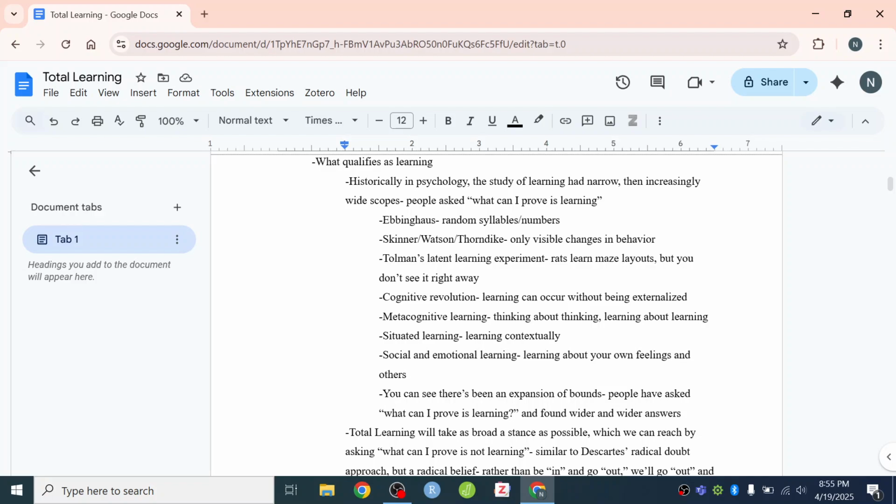Skinner, Watson, Thorndike would only accept visible changes in behavior as evidence of learning. You had to show that you have a stimulus and a response to that stimulus, and then you can show a response to a new stimulus that's been paired with that stimulus. There's a very limited sense of what we will accept as evidence of learning. It has to be an express reaction to the same stimulus.